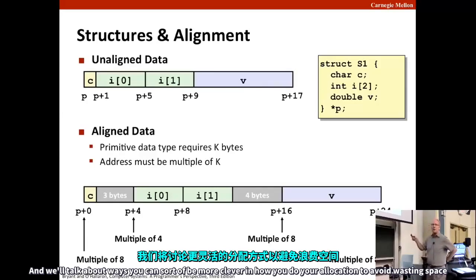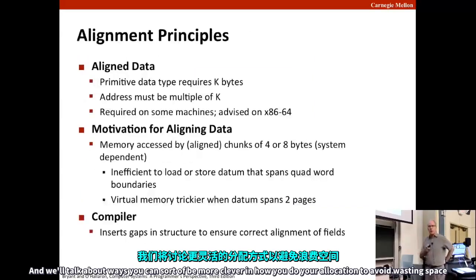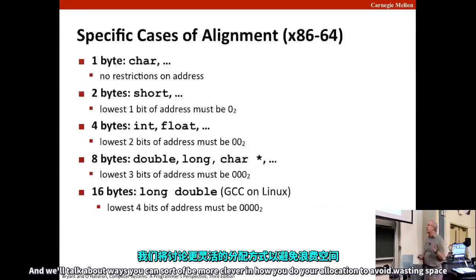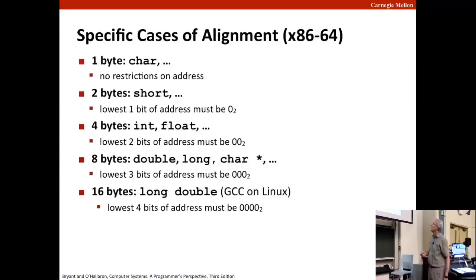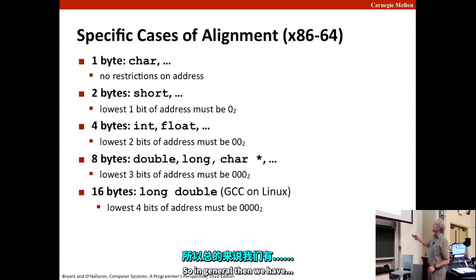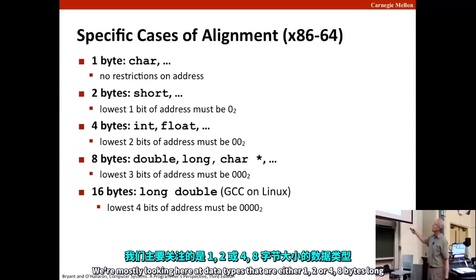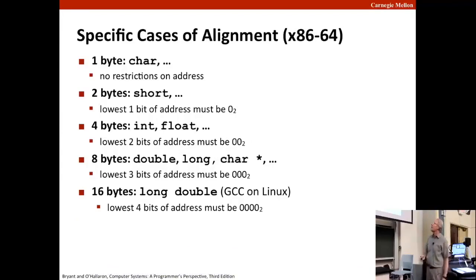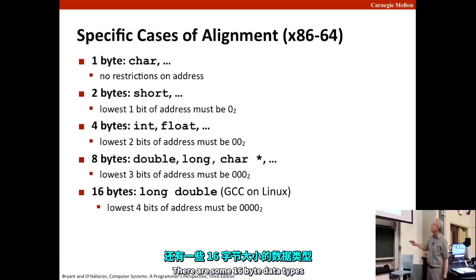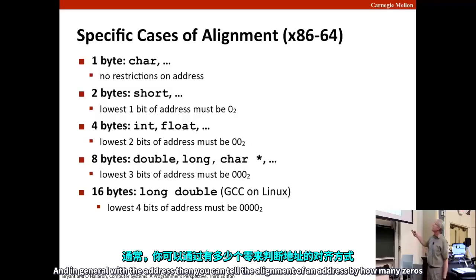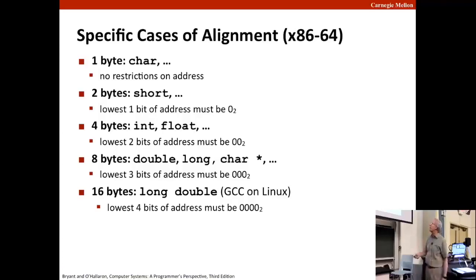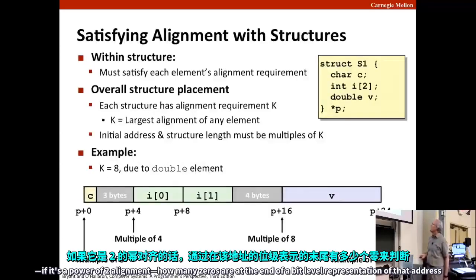And we'll talk about ways you can be more clever in how you do your allocation to avoid wasting space. So in general, we're mostly looking here at data types that are either 1, 2, 4, or 8 bytes long. There are some 16-byte data types, but we won't be looking at those. And in general, you can tell the alignment of an address, if it's a power of 2 alignment, by how many zeros are at the end of a bit level representation of that address.